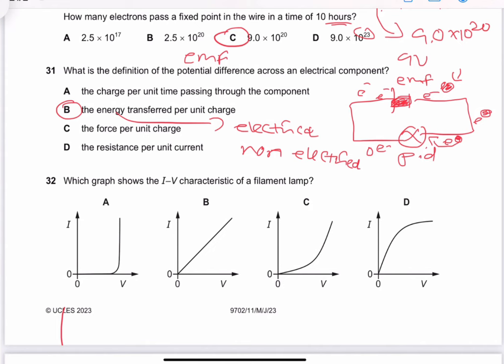So it's very important for you to understand what EMF actually is. It's the energy that a battery gives to every unit of charge, from non-electrical to electrical. Potential difference is the difference between two points, right? The energy that an electron has deposited into a particular component.